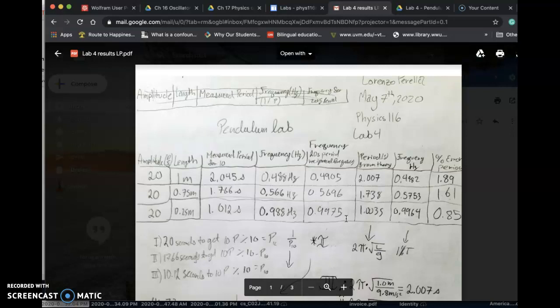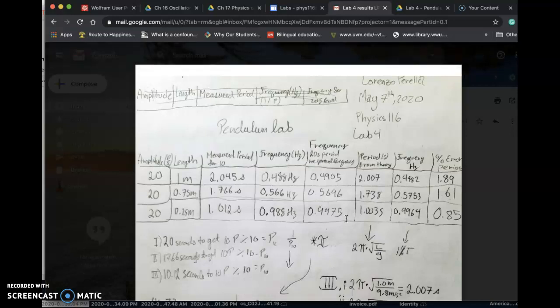And this can be done with every other length. And there's a trend in that when the length becomes smaller, the period becomes smaller, which then creates a higher frequency. And we can also see that there was a smaller degree of percentage error. We made sure we got each one down.